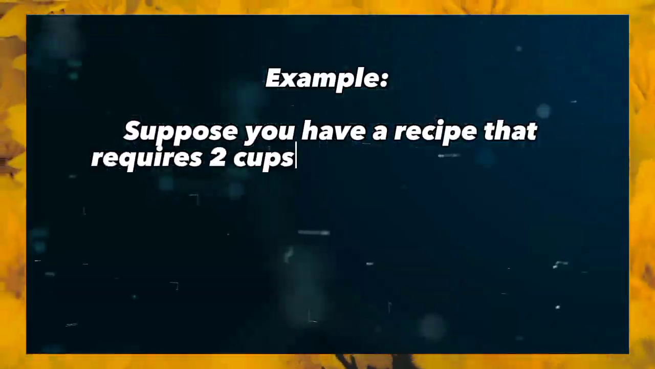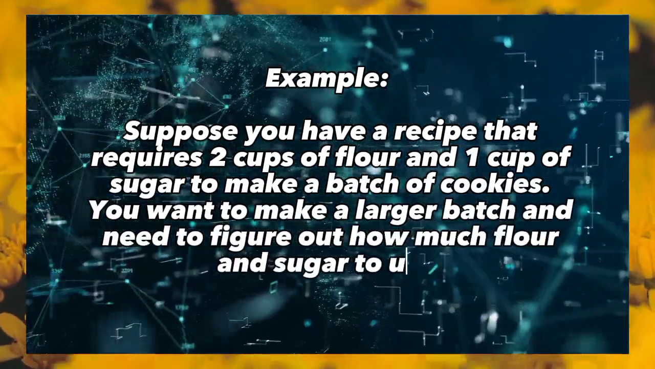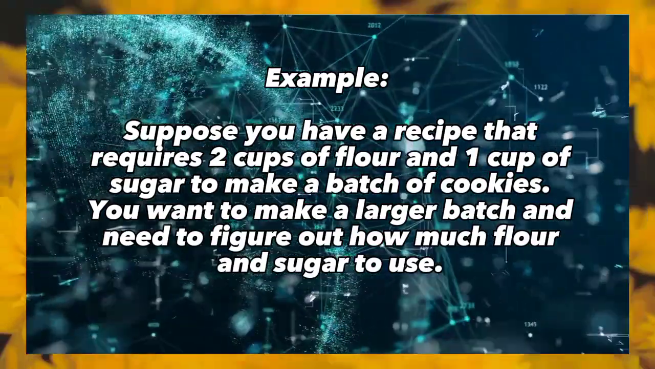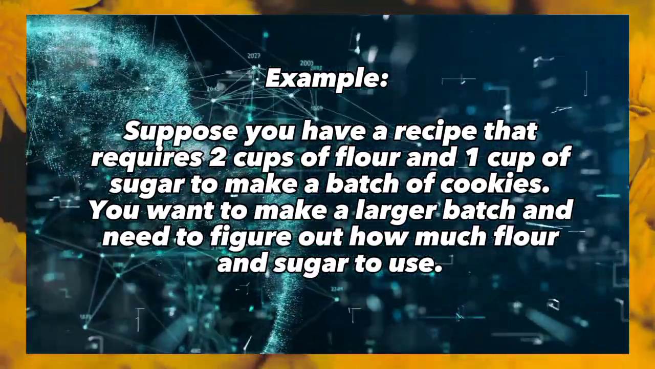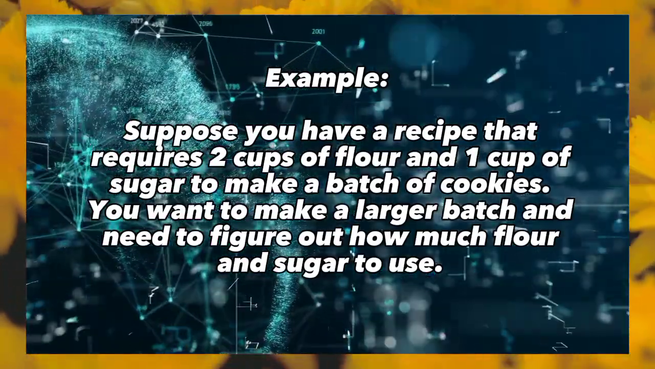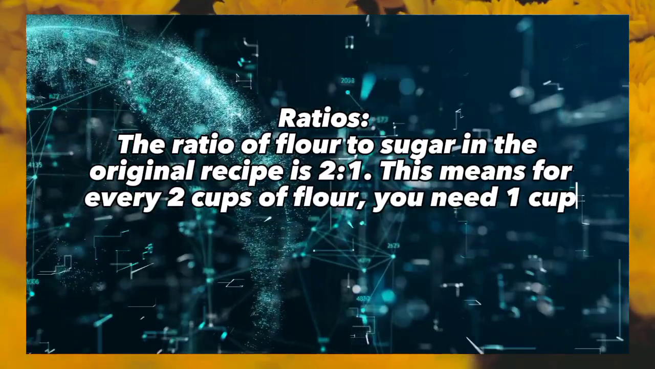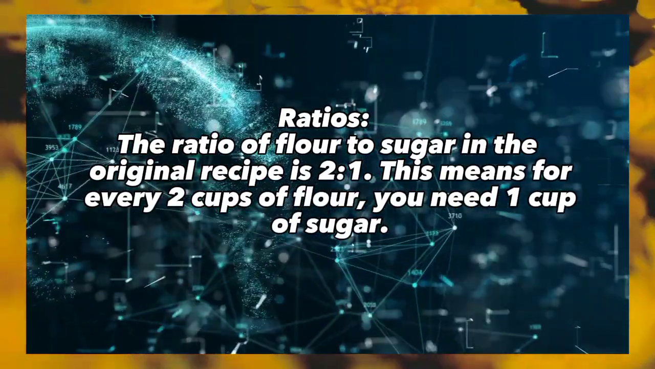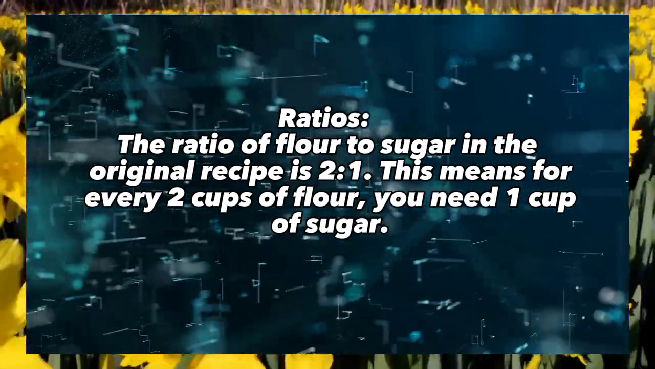Example: suppose you have a recipe that requires 2 cups of flour and 1 cup of sugar to make a batch of cookies. You want to make a larger batch and need to figure out how much flour and sugar to use. Ratios. The ratio of flour to sugar in the original recipe is 2:1. This means for every 2 cups of flour, you need 1 cup of sugar.